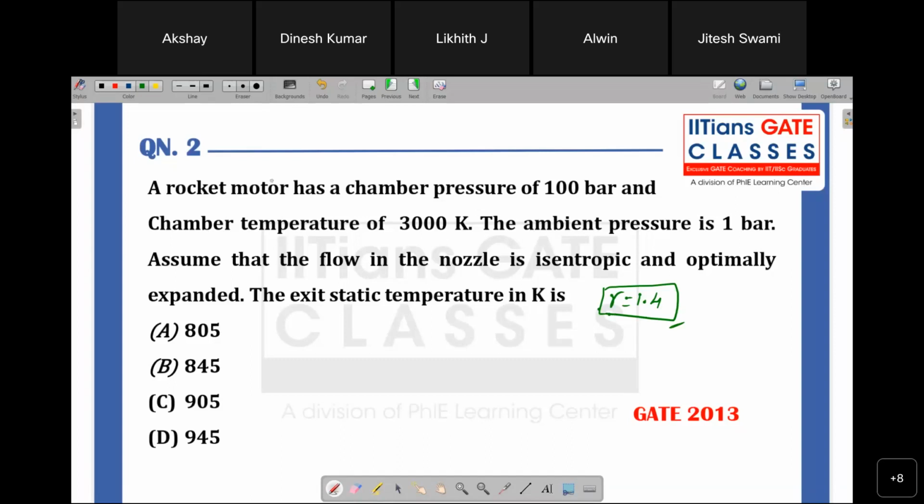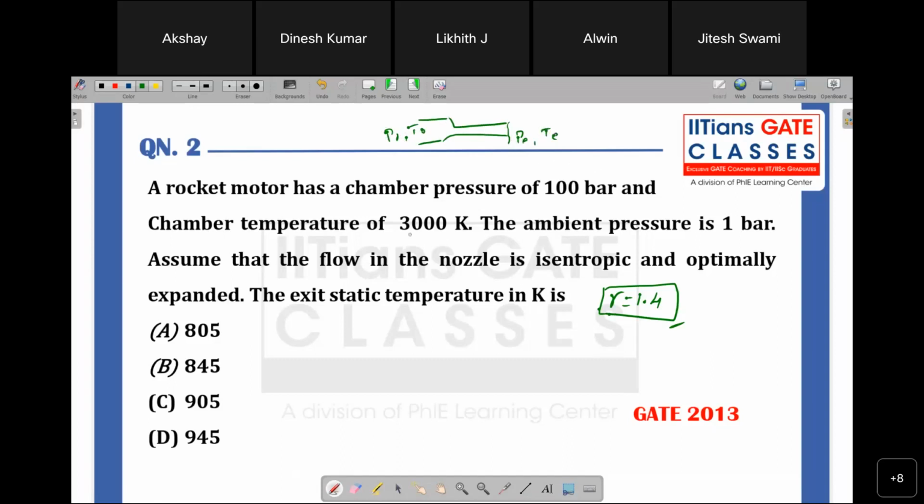Okay, so let us solve it. We have a rocket chamber, and from there the flow is going to expand in a nozzle. Here I have P naught and T naught in the chamber, and it is going to expand to PE and TE at the exit, right?